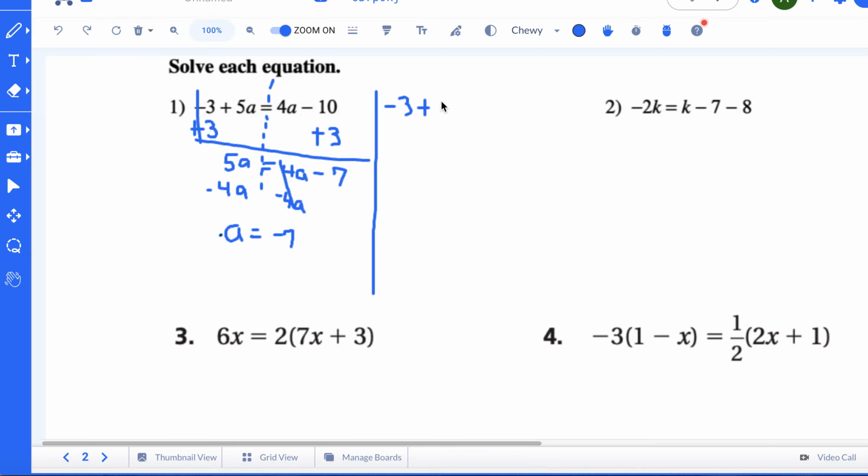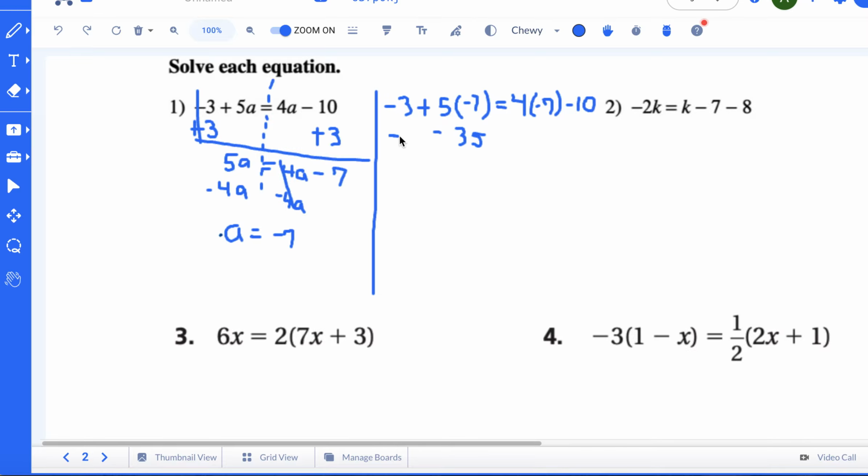plus 5 times a. Remember I told you at the beginning this is 5 times a, so it's going to be 5 times the value of a, which is negative 7, equals 4 times a, so 4 times negative 7, minus 10. Okay, so now I'm going to work this out using the order of operations. Multiplication is first. 5 times negative 7 is negative 35.